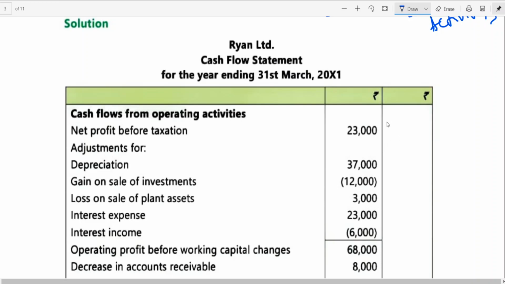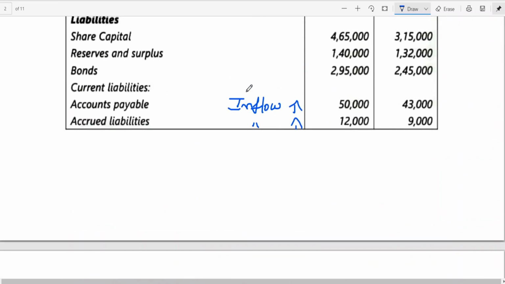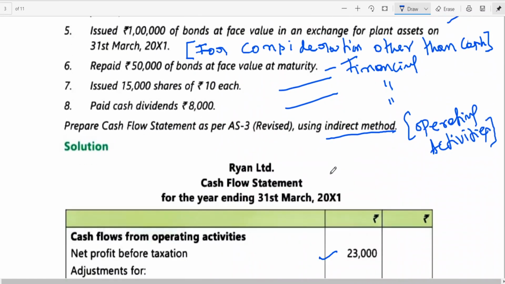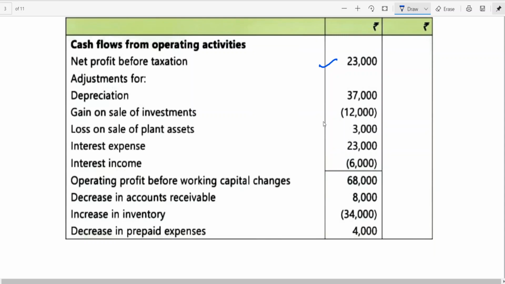Already I have explained to you net profit, how you got net profit before taxation. There I have given here in the solution net profit before tax. So net profit before taxation has been given to you, and then adjustment for depreciation, so it is to be added back. Then gain on sale of investments I have told you to be subtracted. Loss on sale of plant is to be added, I have told you. Interest expense is to be added because this is to be taken into financing activity. Interest income is to be taken to investment activity that has been considered as income, therefore it is to be subtracted. So operating profit before working capital changes.